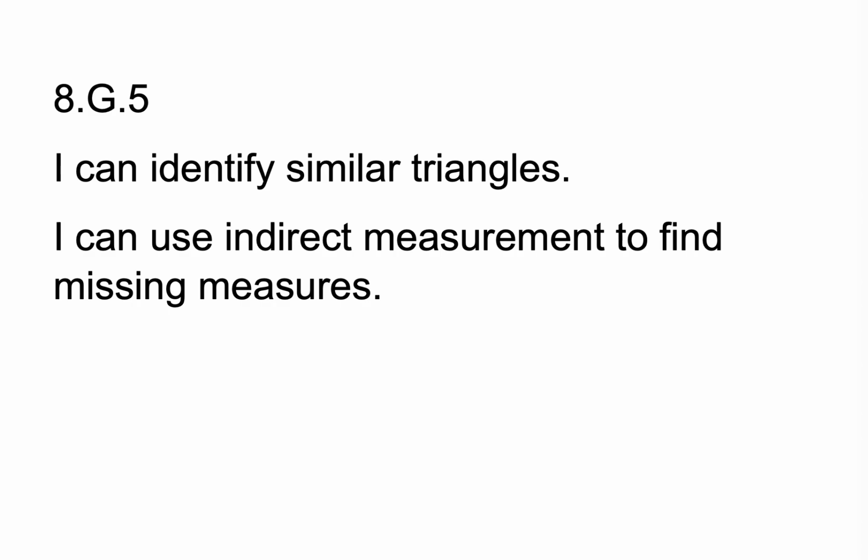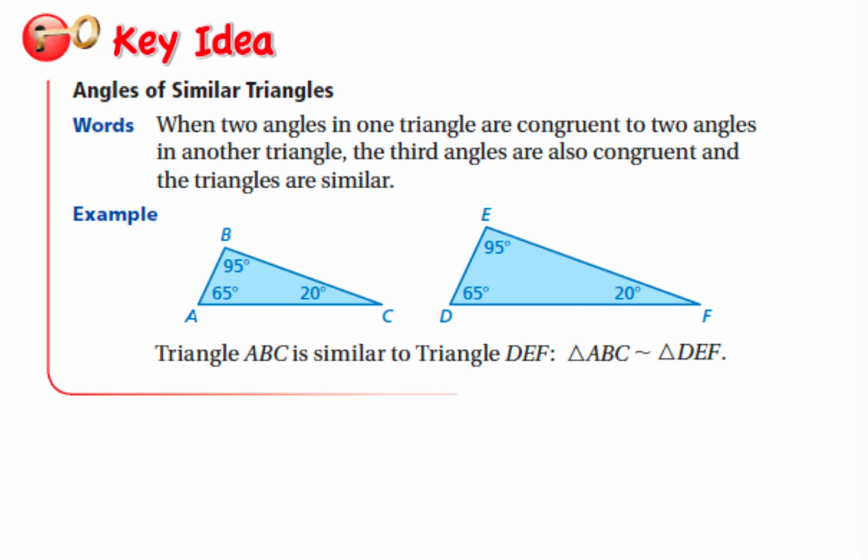Today we are doing lesson 12.4, which is looking at similar triangles. Our I can statements: I can identify similar triangles, and I can use indirect measurement to find missing angle measures. So our key idea here: angles of similar triangles.